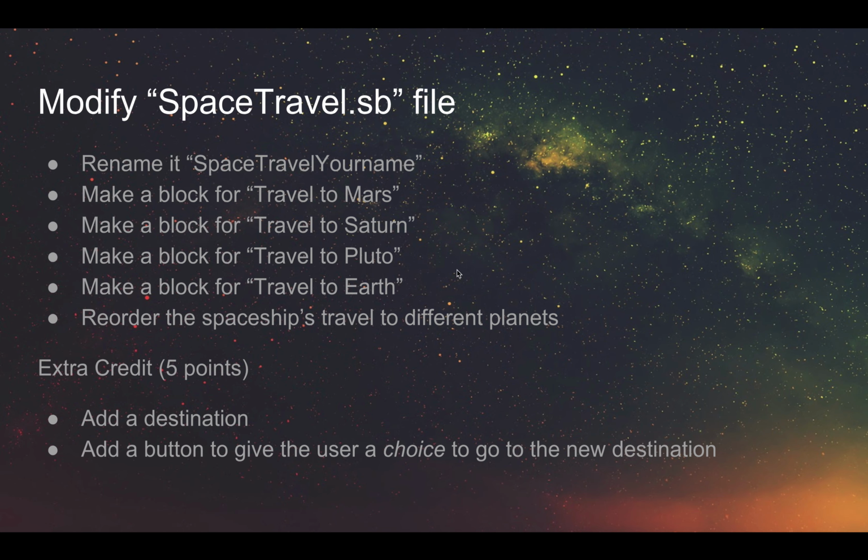So this is the 30-point requirement, and then for the extra credit of 5 points, you're going to add a destination and give the user some choice. Hope that makes some sense. Best of luck to you.